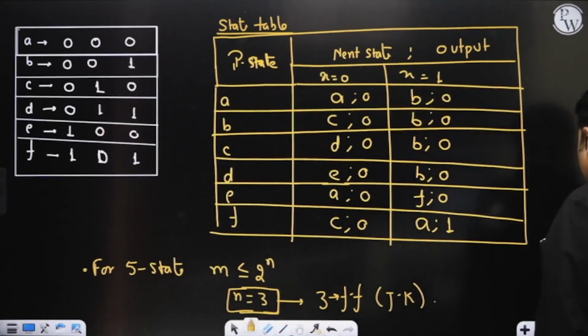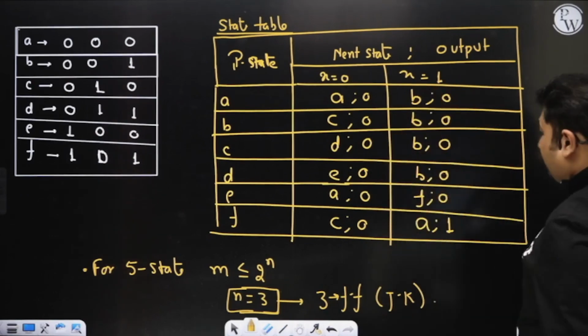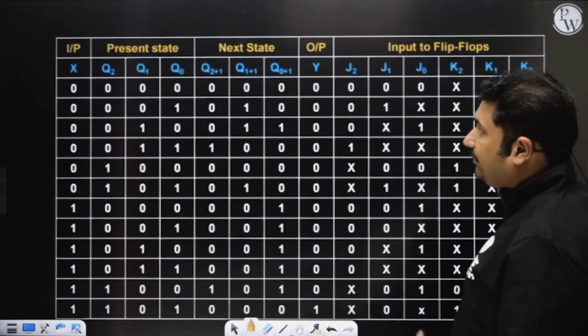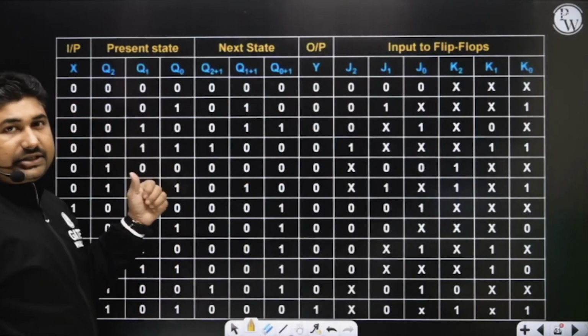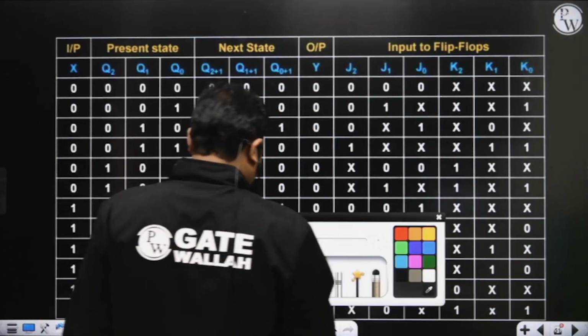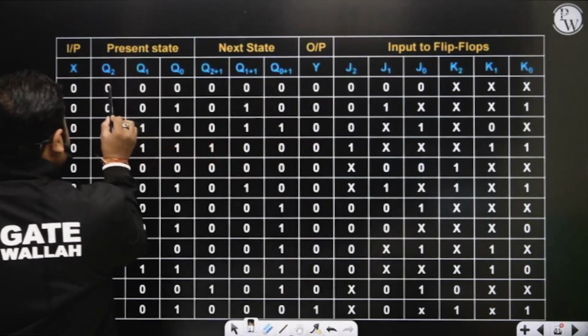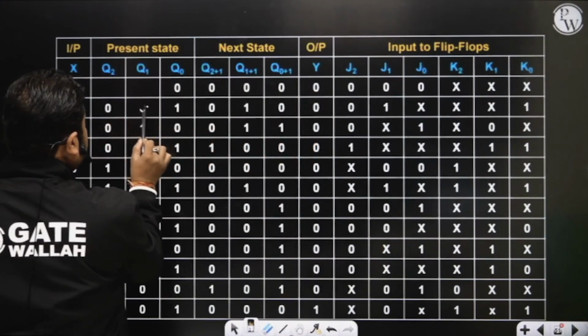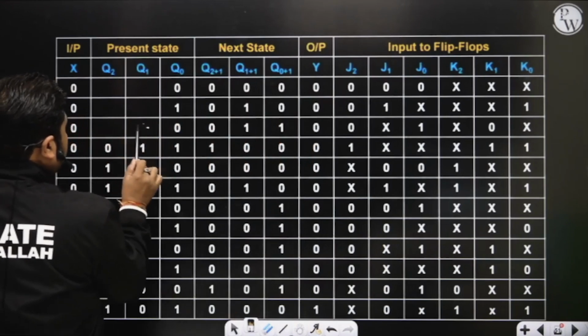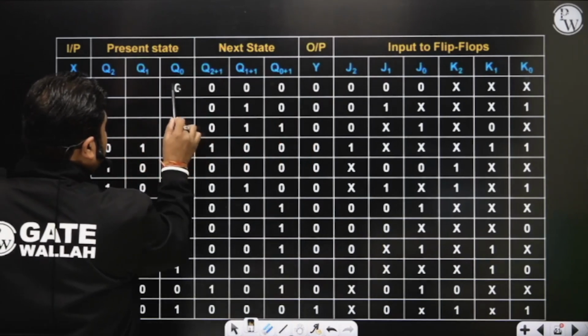Great, sir. Now from this table, I am going to fill the excitation table. Is it okay? Yes, sir. So this excitation table is a little bit bigger. Let me show you.